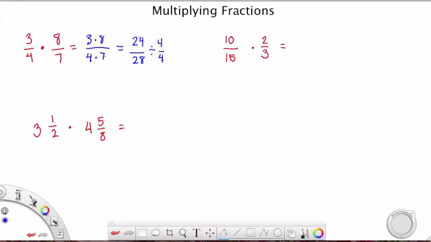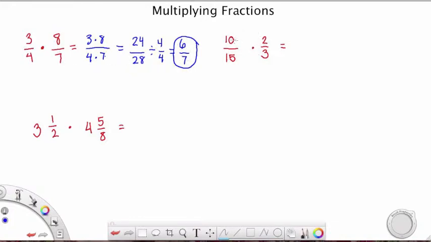4 goes into 24, I believe, 6 times, and 4 goes into 28, 7 times. So my answer is going to be 6/7. That's the answer. Okay, but pretty simple.